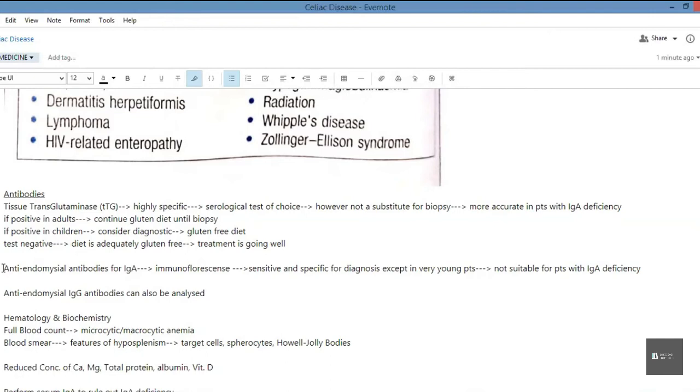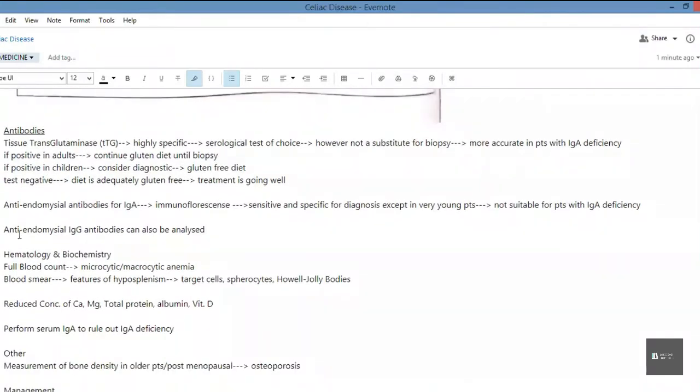Then we're going to go for anti-endomysial antibodies for IgA. These are sensitive and specific for diagnosis, except in very young patients, and it's not suitable for patients with IgA deficiency, of course, because we're checking for IgA and it's going to give us a false result. We can also check for anti-endomysial IgG antibodies.